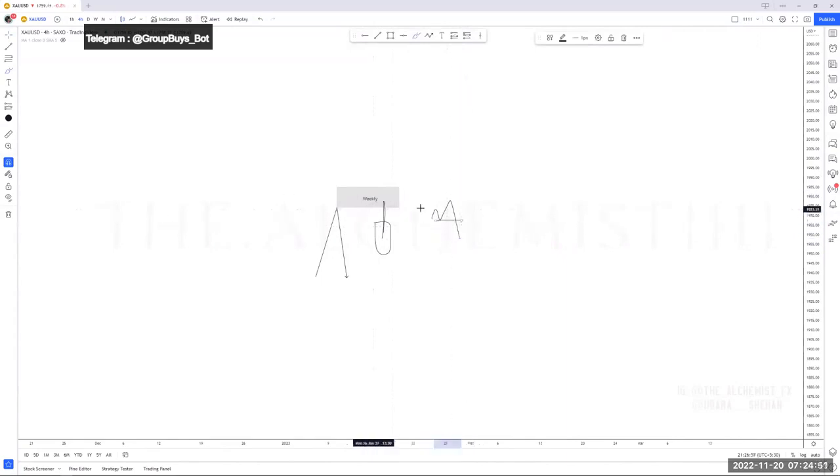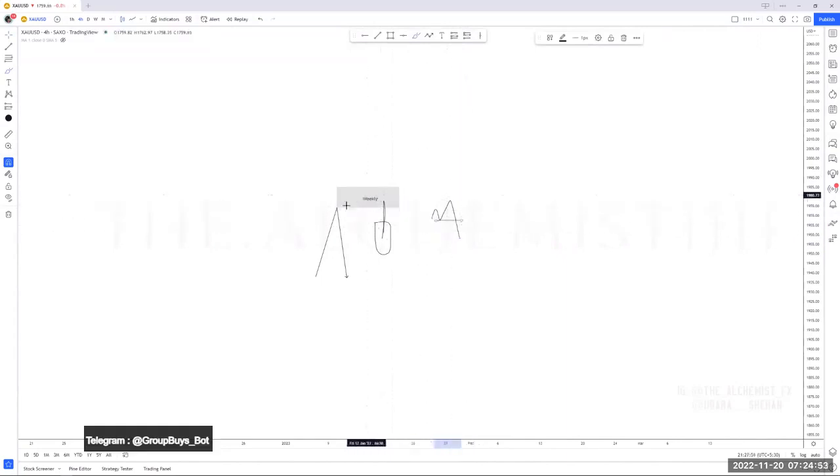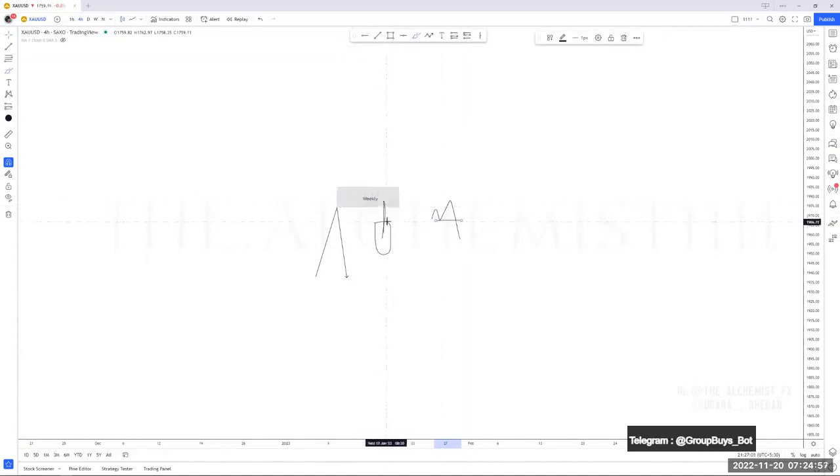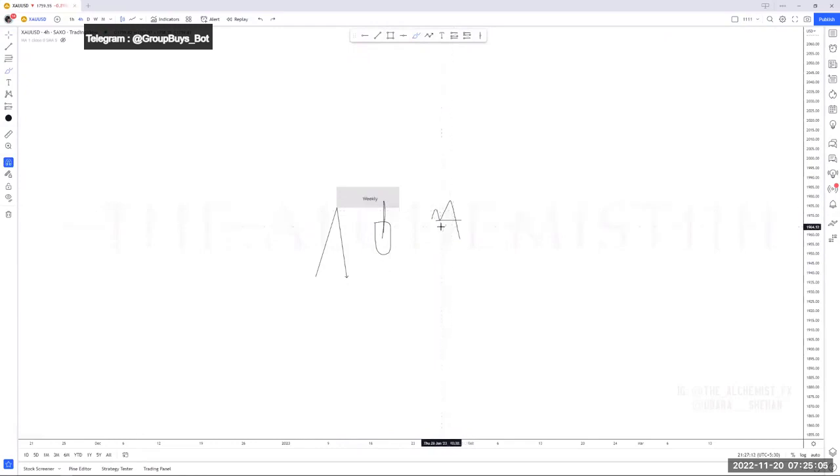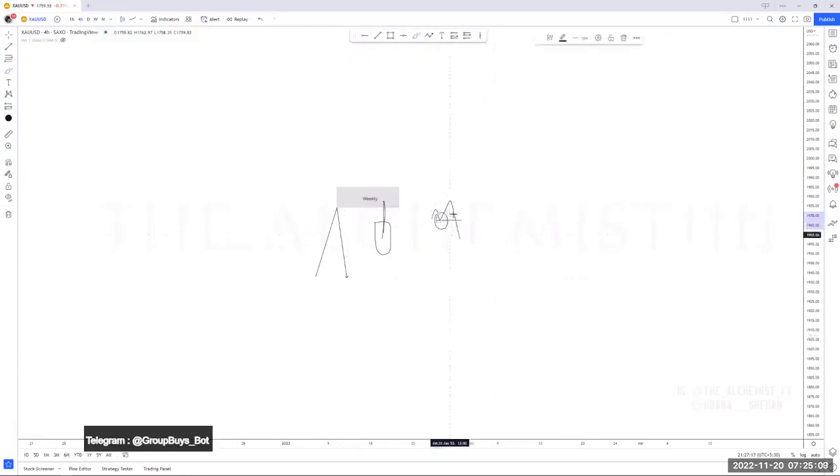If weekly has tapped into a weekly resistance and if it has closed below the weekly resistance, there you go, the first confluence. The second is the confirmation. How do we know the weekly resistance is going to hold? The daily or the 4 hour has to break structure.